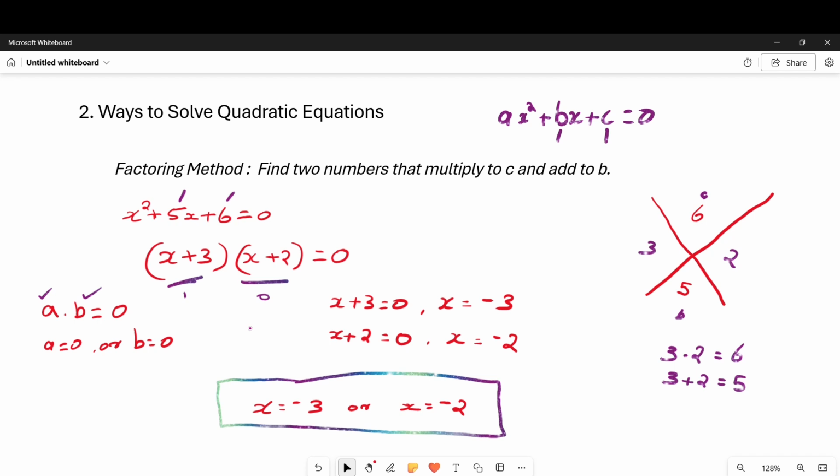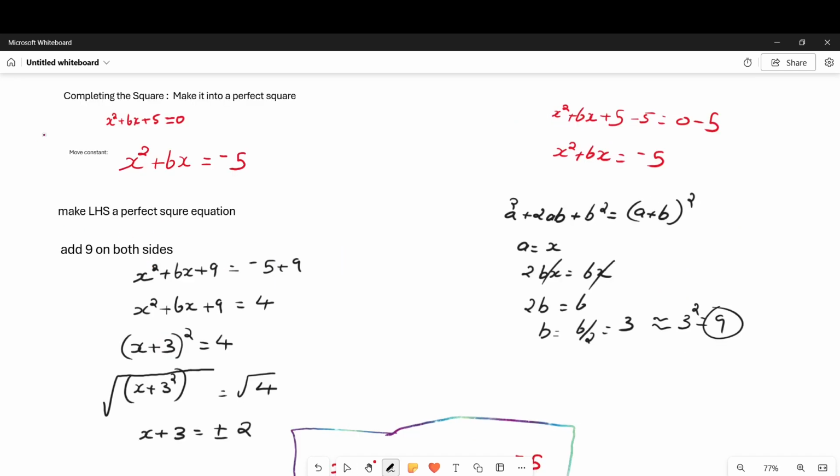So this is how we solve a quadratic equation using the factoring method. What we need to do is first factor out the equation and make it like this. It's very easy: x plus 3 and x plus 2 is equal to 0. If any term is 0, then the entire equation will be 0. We can substitute these two values in this equation and check that both conditions are true. So the final answer is x is equal to minus 3 or x is equal to minus 2.